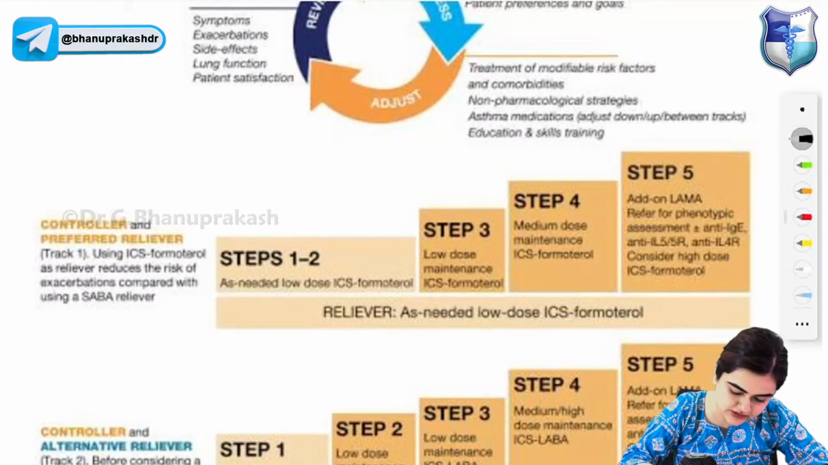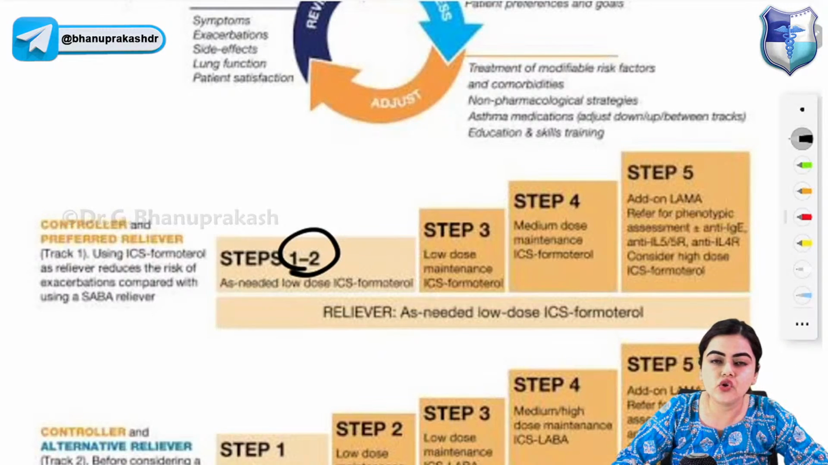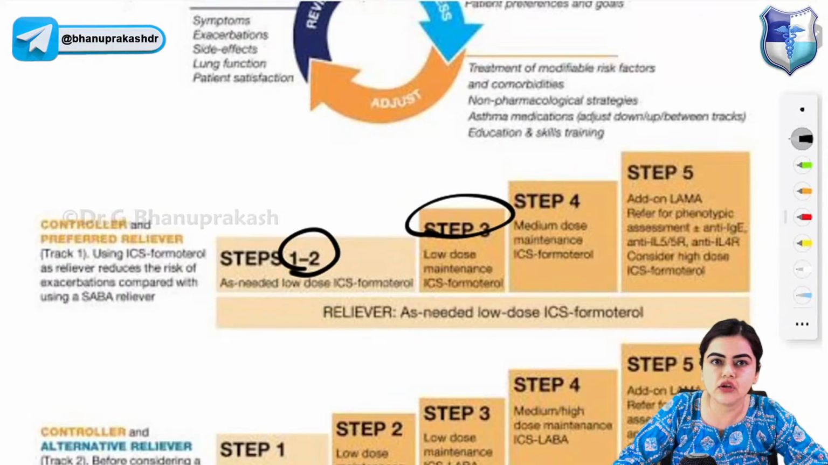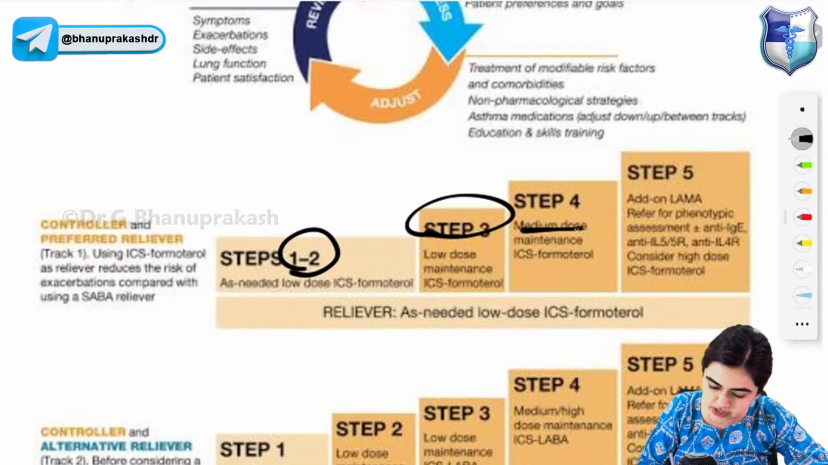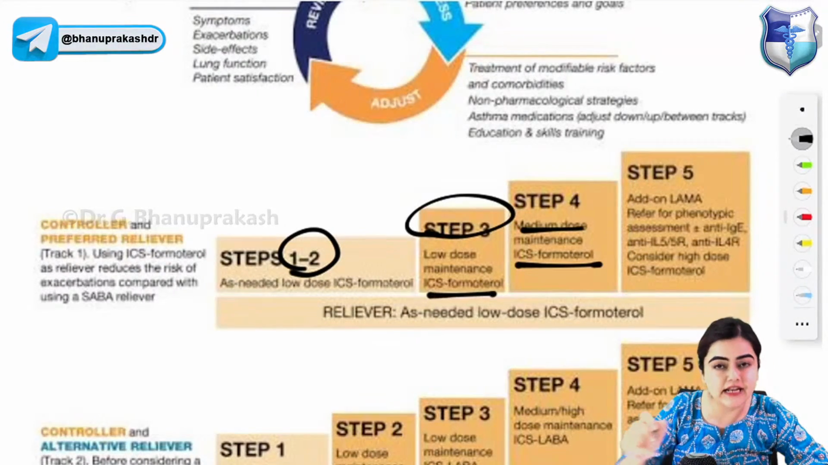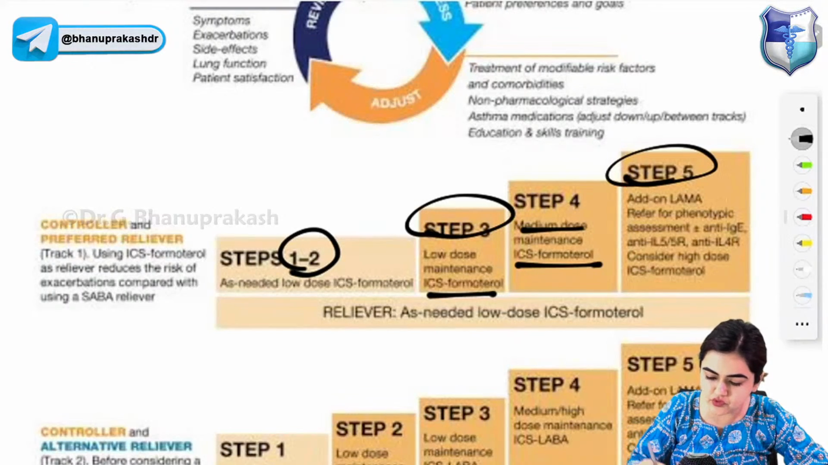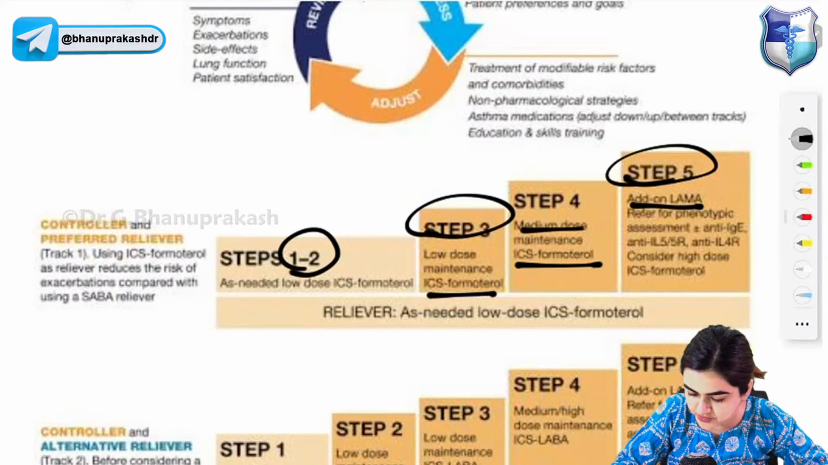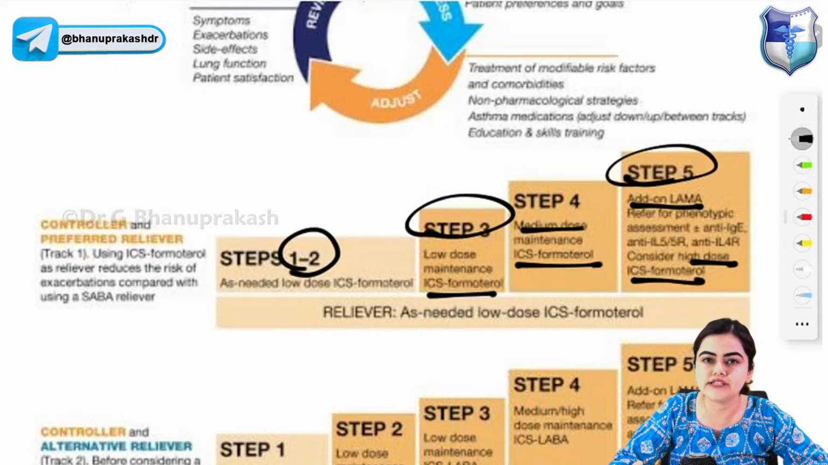Step 1 to 2, you have to give low dose inhalational corticosteroids and formoterol. Step 3, you will give low dose inhalational corticosteroids and formoterol, and put the patient on maintenance. Step 4, you have to give medium dose drugs, and for maintenance, again, inhalational corticosteroids and formoterol. Coming to step 5, you have to add LAMA, and you have to perform phenotypic assessment of the patient. In step 5, you give high dose inhalational corticosteroids and formoterol.